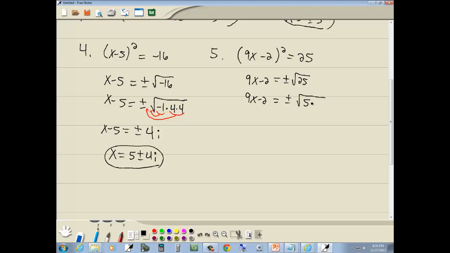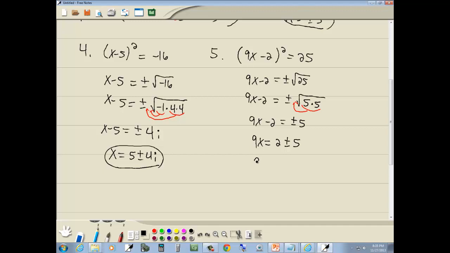25 is 5 times 5. The square root, again, we're looking for a pair of somethings. Here's a pair of 5s, so a pair of 5s is going to come out in front as a single 5. So we got 9x minus 2 is equal to plus or minus 5. Now, nothing's left inside the radical, so we just drop it. I'm going to take that negative 2 and move it over, so we get 2 plus or minus 5.